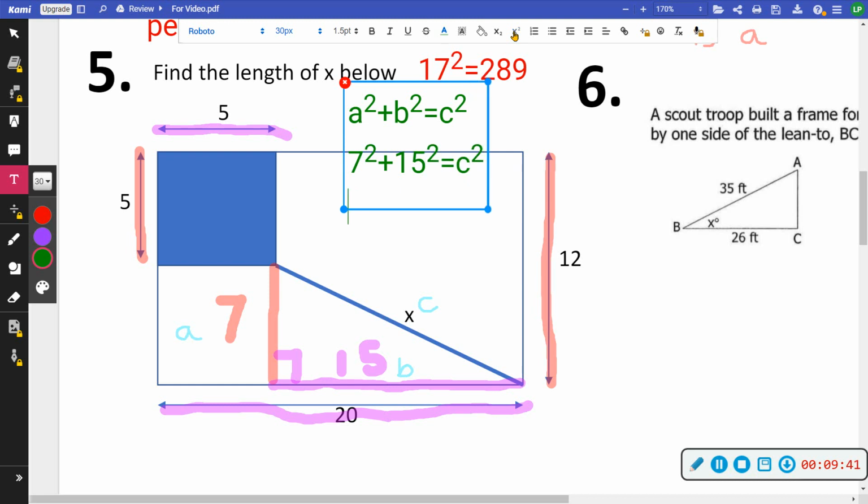If you type in your calculator 7 squared plus 15 squared, you get 274. And then you take the square root of 274, and you get 16.6. Now on the district test, you'll have to rationalize, but you will not have to reduce radicals. So I got x is 16.6.